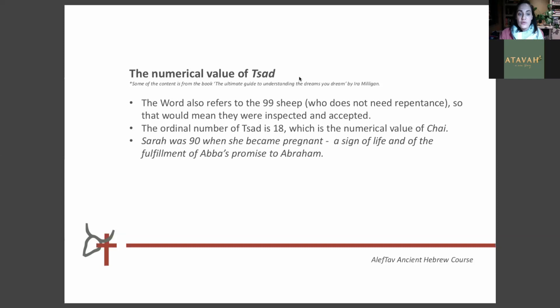So the ordinal number of tzad is 18. And what I mean by ordinal is it's just the order in the alphabet. It's the 18th letter of the alphabet. But it is the numerical value of chai. Which was just a good connection again, because chai means life. And even though the ordinal number is 18, which refers to life, the numerical value is 90, which refers to an accepted harvest or fruitfulness. And again, referring to Sarah, who had life inside of her at the ripe age of 90 years old when she became pregnant.